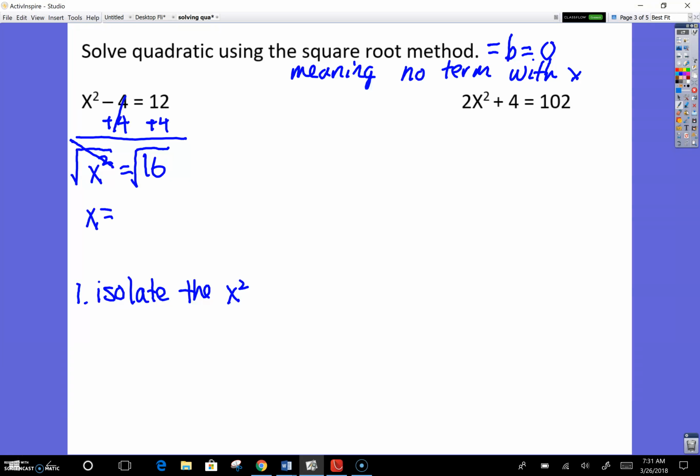the square root of 16 is 4, because 4 times 4 is equal to 16. But if you remember, negative 4 times negative 4 is also equal to 16. So we have two different answers here, plus 4 and negative 4. So our answer is x is equal to 4 or negative 4. So the first step is isolate the x squared. Second step, find the square root.